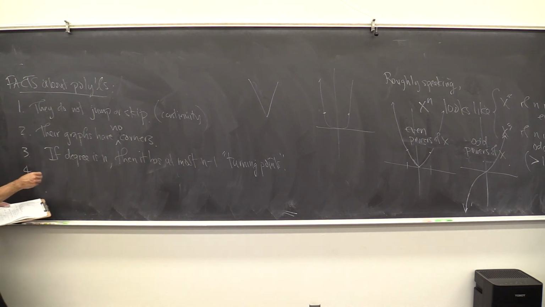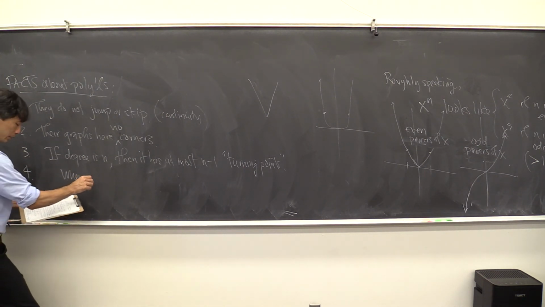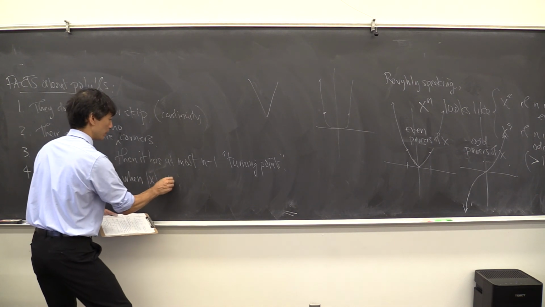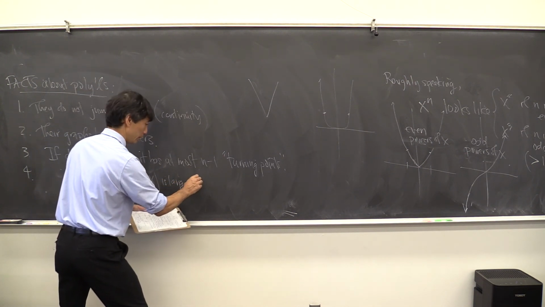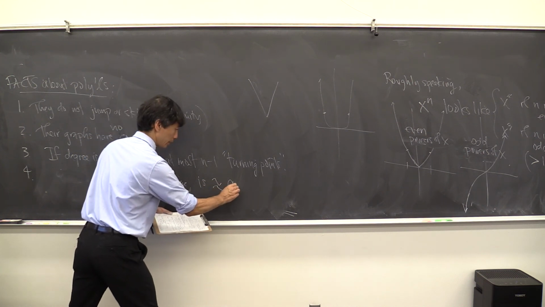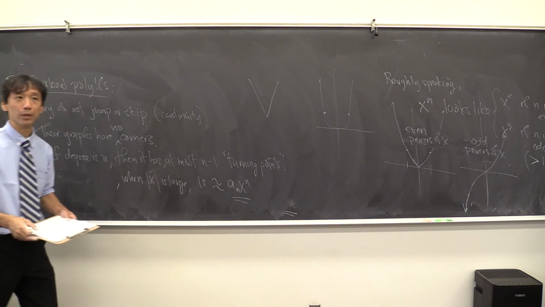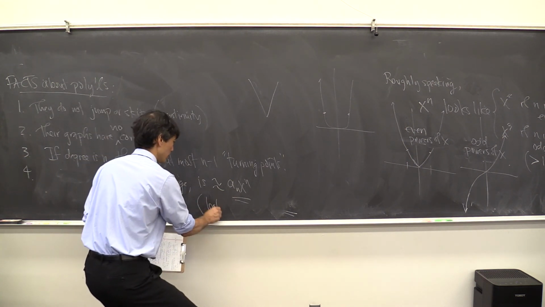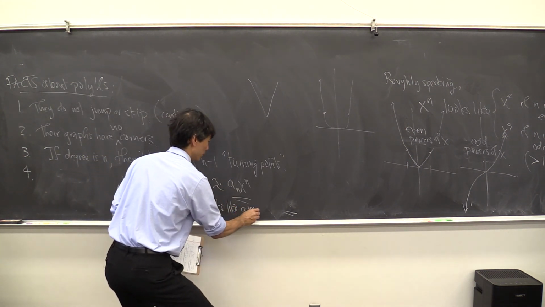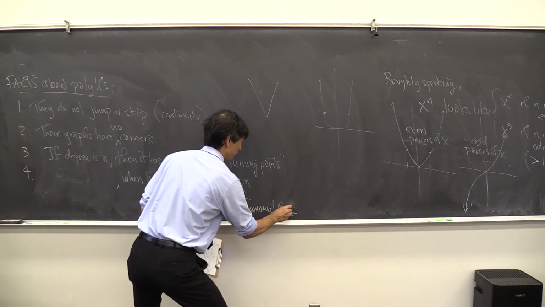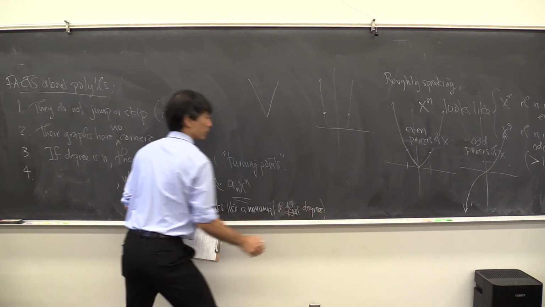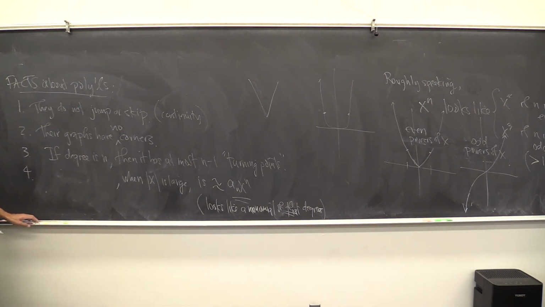And fourth, if the degree is n, when x is large, the polynomial looks kind of like a monomial of that greatest degree. Okay, let me stop there.